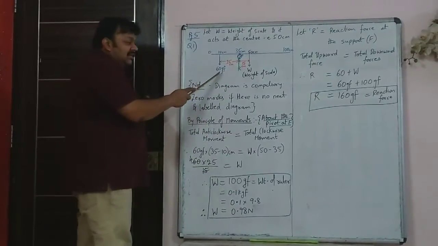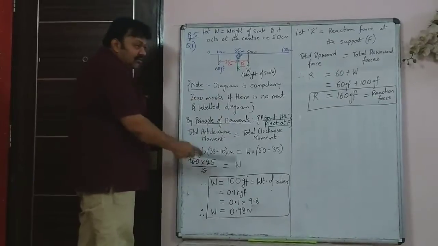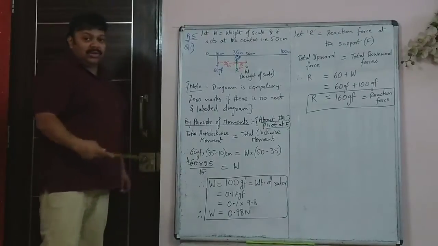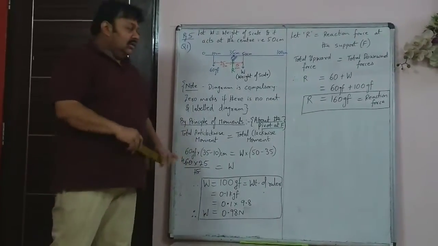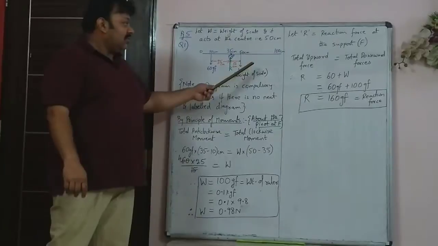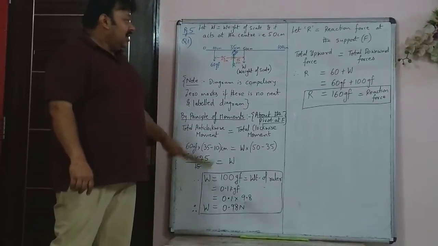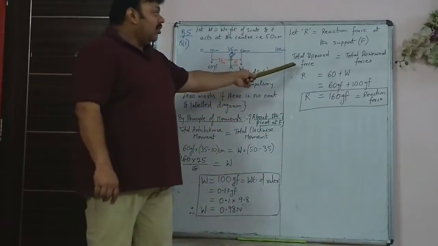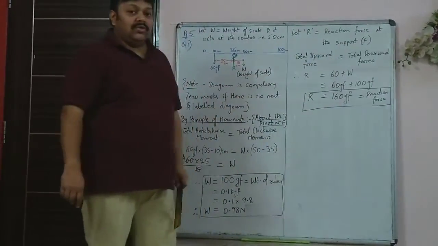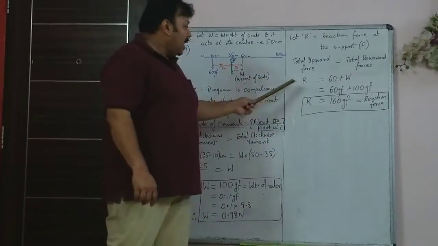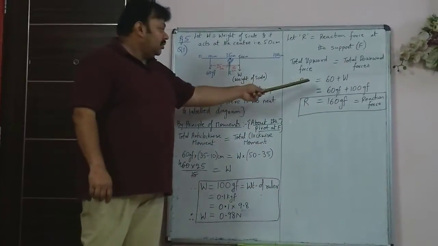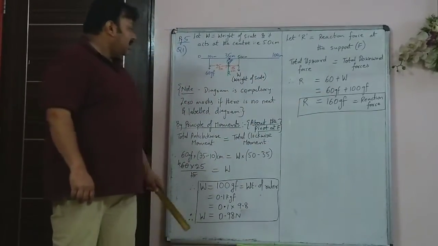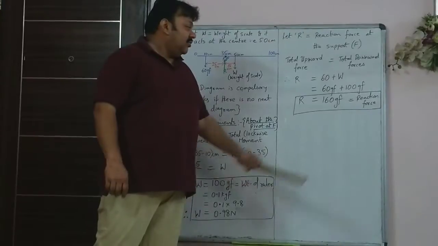Now, this is 60 GF and this is 100 GF. You can't take this as 60 GF and that as 0.1 kgf. It has to be in the same units. So 60 GF and 100 GF is the total downward forces, and the only upward force is the reaction acting at the support. So you are using total upward force is equal to total downward force. So your R is equal to 60 plus W, that is 60 plus 100, which is 160 GF.